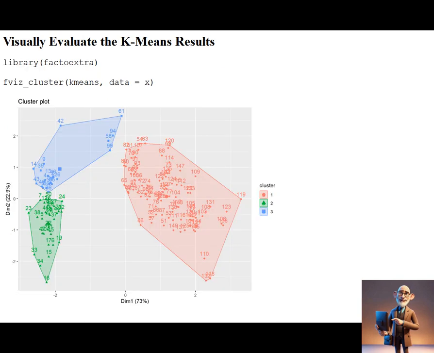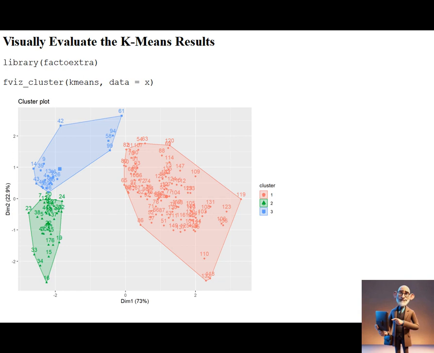Now that we've obtained the results from our K-means clustering analysis and printed them, it's time to take our exploration to the next level by visually evaluating the clusters. Visualization allows us to gain a more intuitive understanding of the grouping patterns and the separation between clusters. This code snippet utilizes the factoextra library, a powerful tool for visualizing clustering results. Here's what this code does.